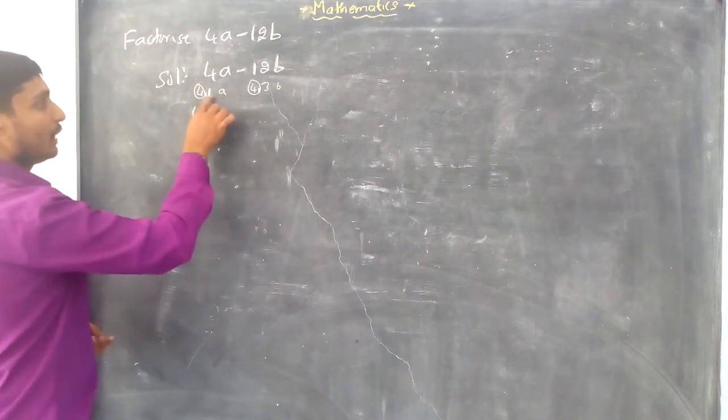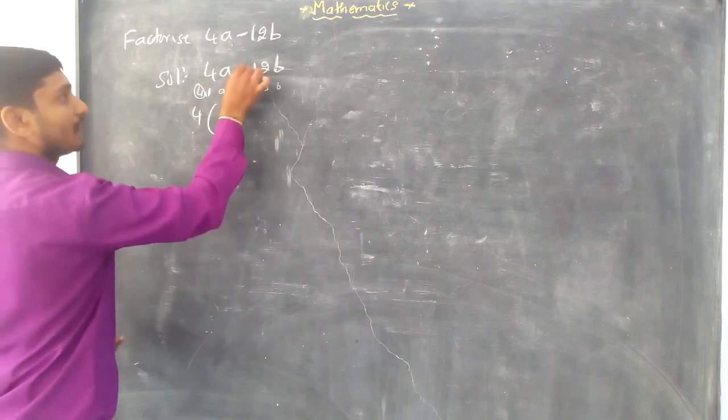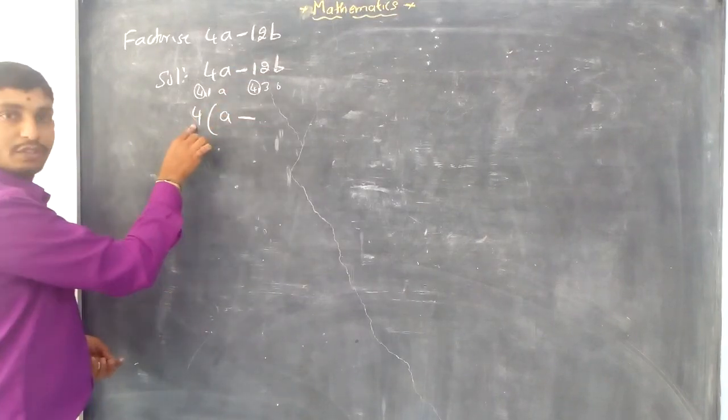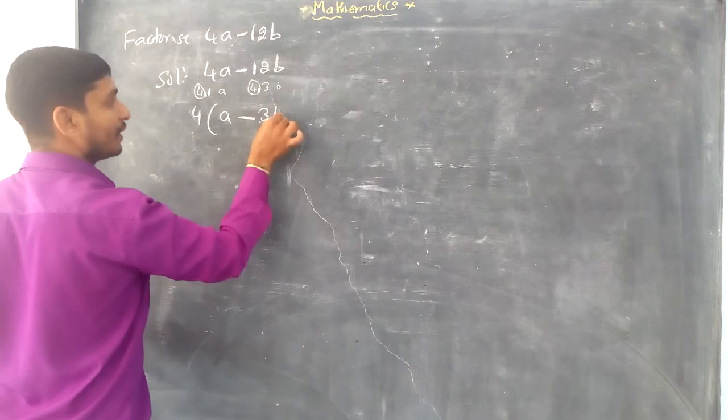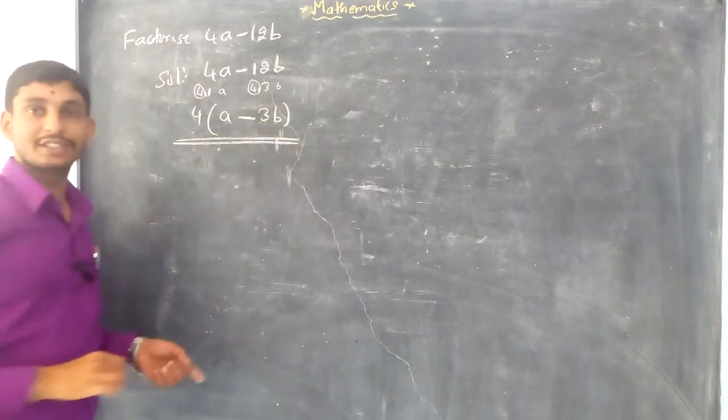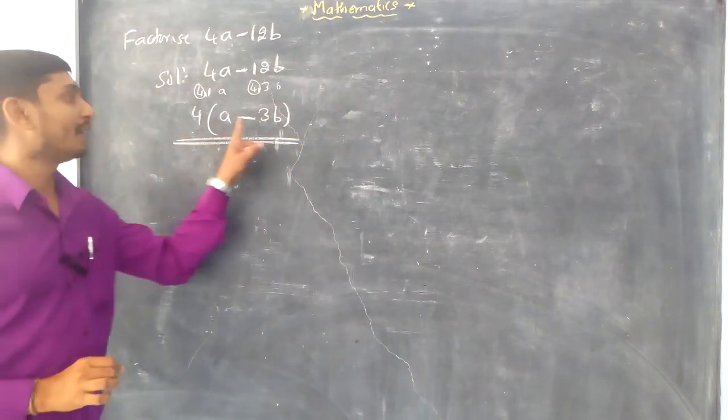Nothing is common. Okay, you can take 4 common. Now 1 into a means a remains. Middle minus is the right minus. 4 you have taken outside. 3b remains. Okay, you have to write 3b. Therefore, what is the factorization? 4 into a minus 3b is the factorization.